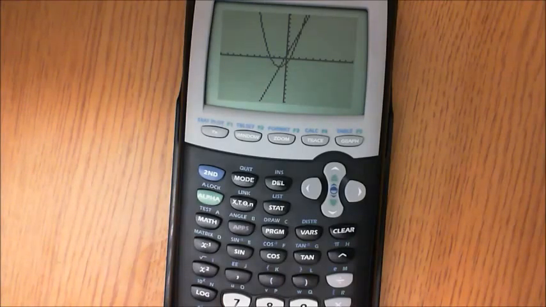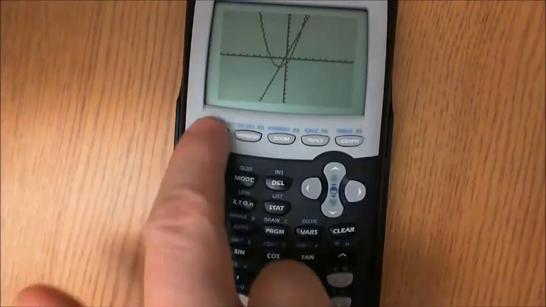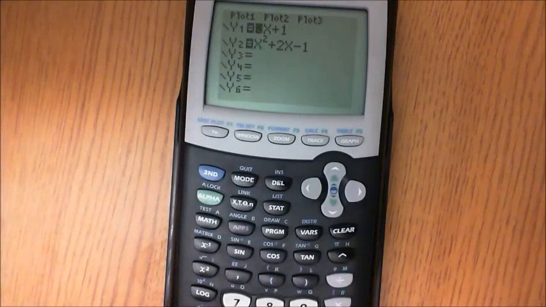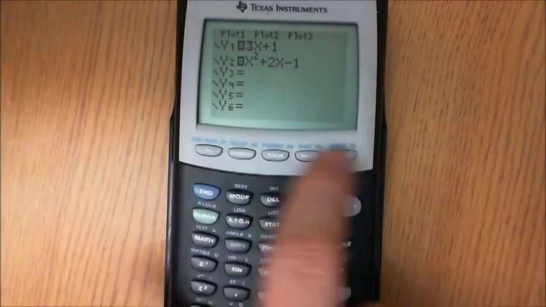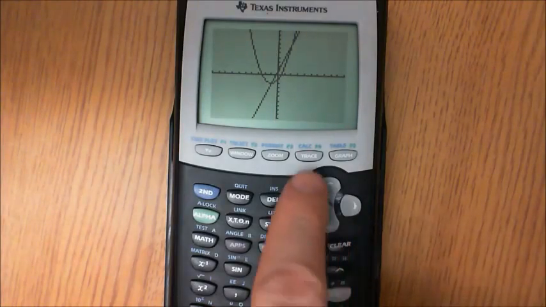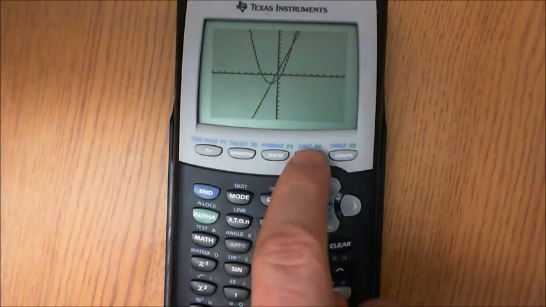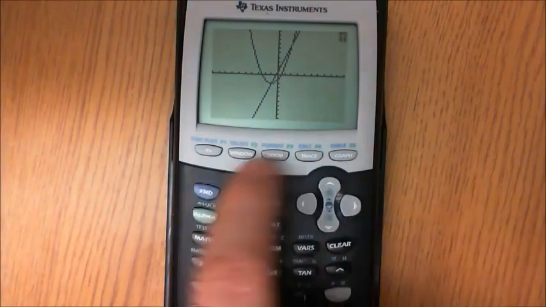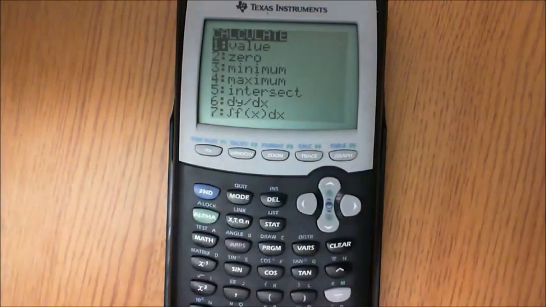Now what's cool with this is there are times that we will solve equations. So let's say the two equations you were given were y equals 3x plus 1 and y equals x squared plus 2x minus 1. And they might ask, what is the intersection of these two? That's something we can figure out very quickly using this tool, and I'll show you. Notice above my finger it says the word calc. That's how we calculate things in our graph.